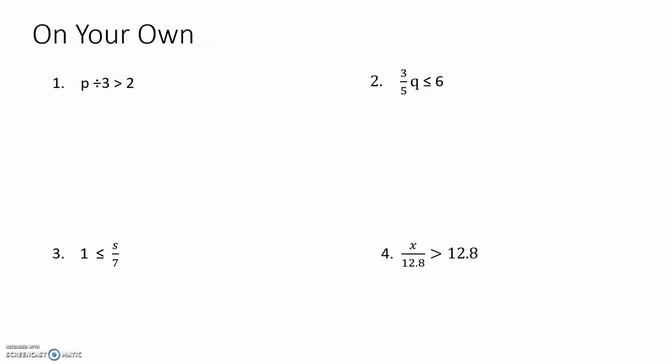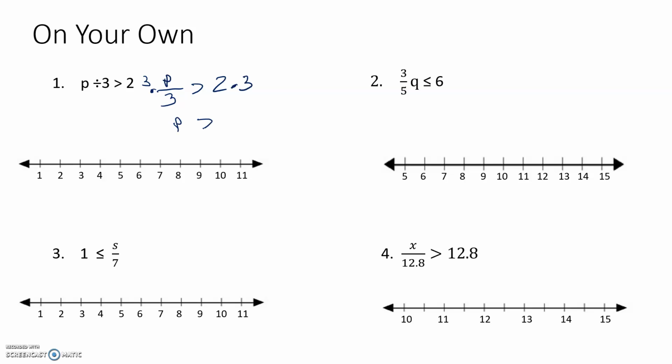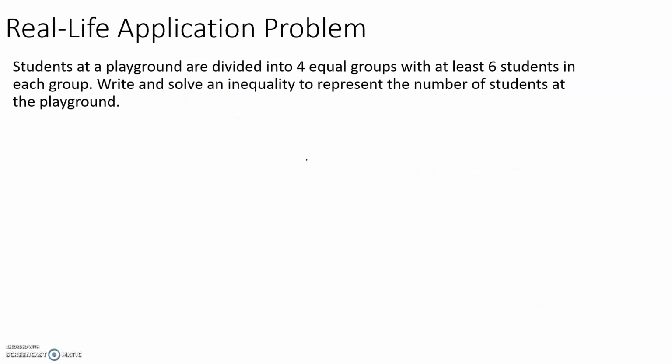All right, so let's go over on your own, the graphs. So p divided by 3 is greater than 2. Okay, so I'm going to write it out. I'm just going to write it as a fraction actually. P divided by 3 is greater than 2. All right, I'm going to multiply 3 on both sides, and I get p is greater than 6.